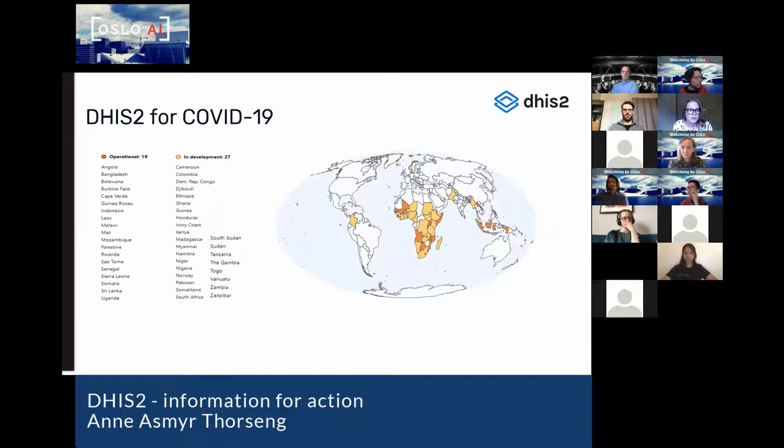This map shows countries that have adopted DHIS2 for COVID. We're operational in 19 countries, and it's under development and testing in 27 more countries. So it has had pretty far reach very quickly, and I think it's very interesting to see how you can scale up something like this.